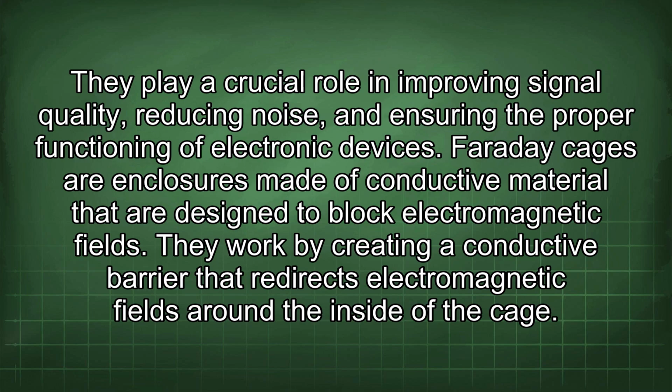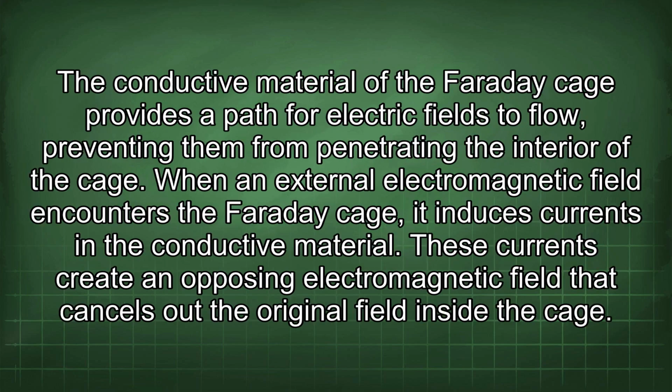Faraday cages are enclosures made of conductive material that are designed to block electromagnetic fields. They work by creating a conductive barrier that redirects electromagnetic fields around the inside of the cage. The conductive material of the Faraday cage provides a path for electric fields to flow, preventing them from penetrating the interior of the cage. When an external electromagnetic field encounters the Faraday cage, it induces currents in the conductive material. These currents create an opposing electromagnetic field that cancels out the original field inside the cage.